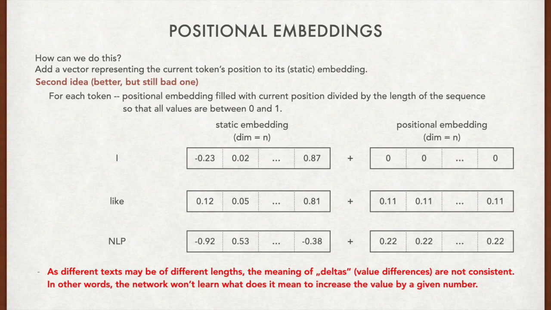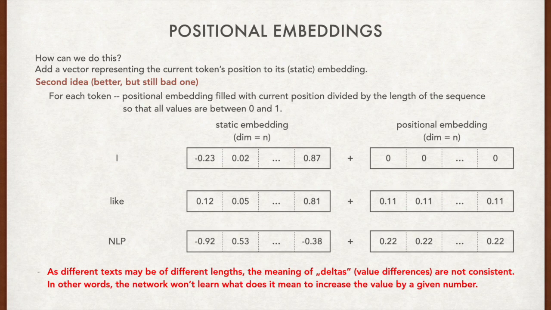A difference of that size represents the process of moving forward by 100 words, while in the context of the first example, the same difference represents the process of moving forward by only one token. As we can see, we cannot easily generalize the knowledge about the differences between positional embedding values. For each sequence length, a given delta, for example 0.1, will mean something different.